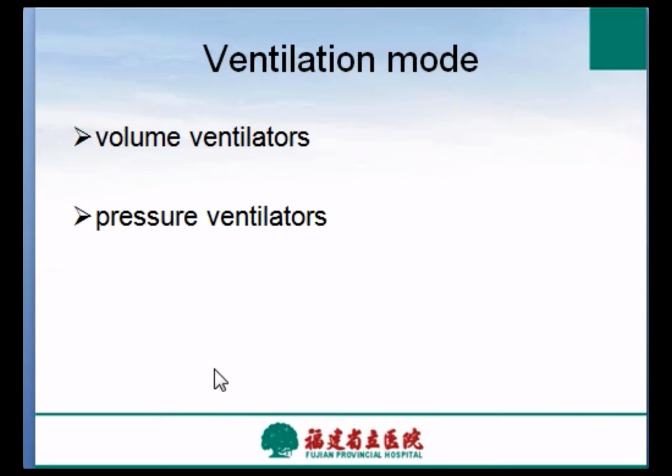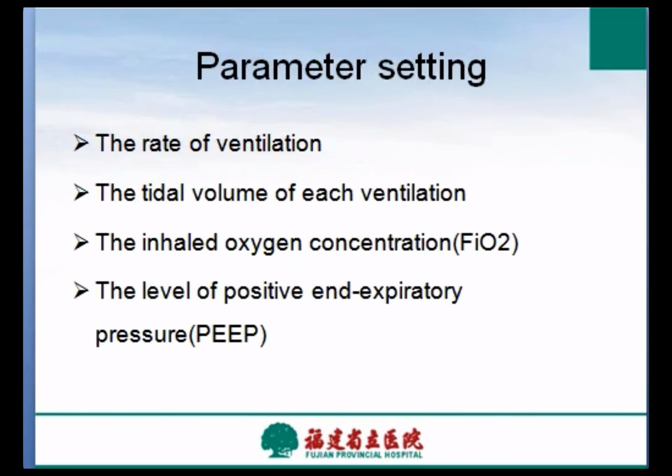And the ventilation mode include the volume ventilator and the pressure ventilator. And the specific mode depends on the different stage of the disease. And before we use the ventilator, the parameters should be set at first. And the parameters include the rate of ventilation, the tidal volume of each ventilation, the inhaled oxygen concentration, and the level of positive end-expiratory pressure, which we also call PEEP.